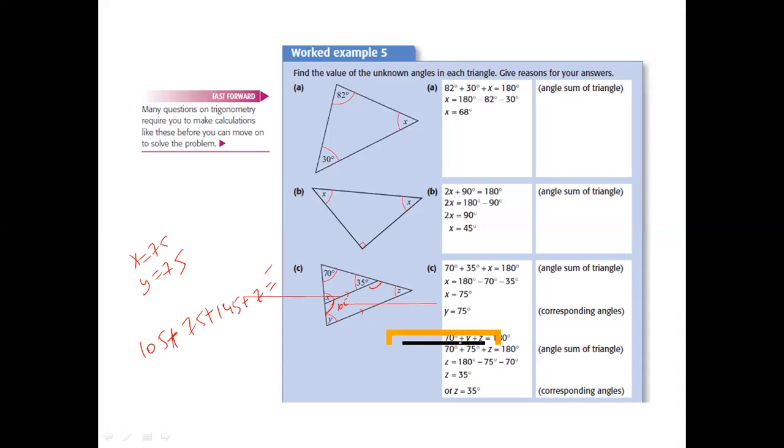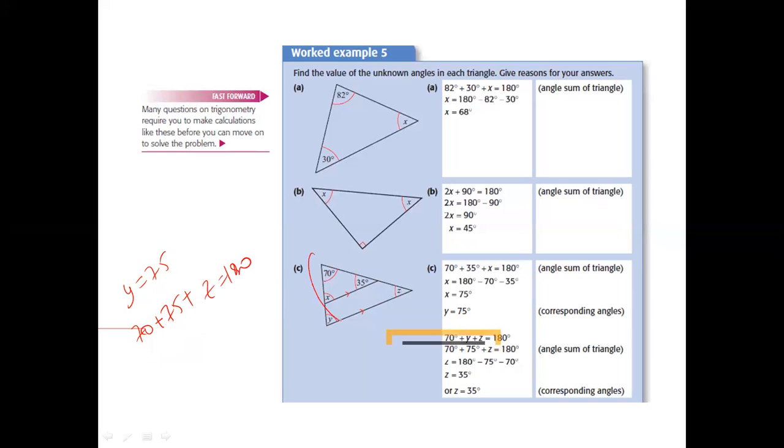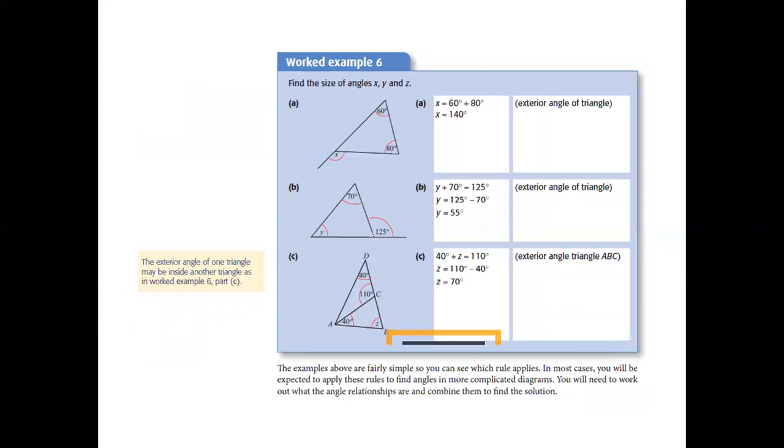So 70 plus y plus z. Yes, they used the second triangle. Now, we know what y is. It was 75. And we know the second angle also. What is the second angle of the triangle? 70 plus 75 plus z is equal to 180, because it's the big triangle, not the small triangle. And 145 plus z is equal to 180, and z is equal to 35, corresponding angles. Okay, thank you.